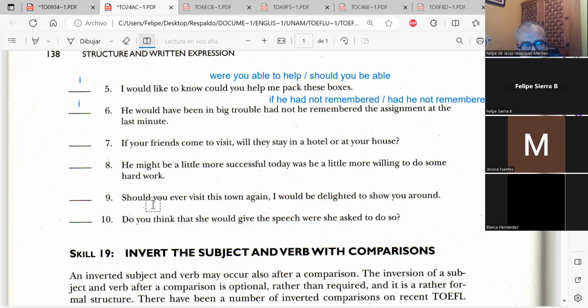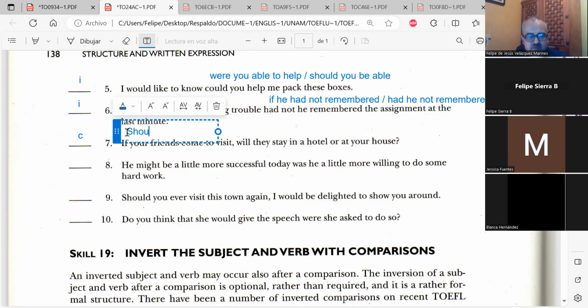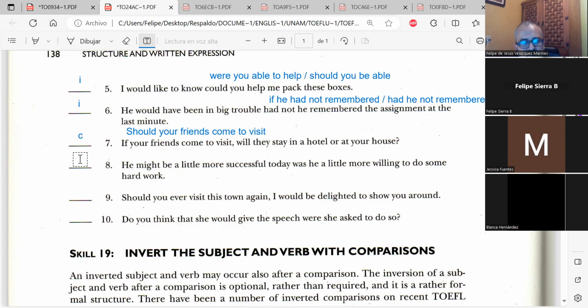If your friends come to visit, will they stay in a hotel or at your house? It is correct because it's the first conditional, but you have a question at the end, and you don't have inversion. Of course, if you want to use inversion, you have to say, should your friends come to visit? But this is only if you want to use inversion, but it's correct. Okay, Felipe.